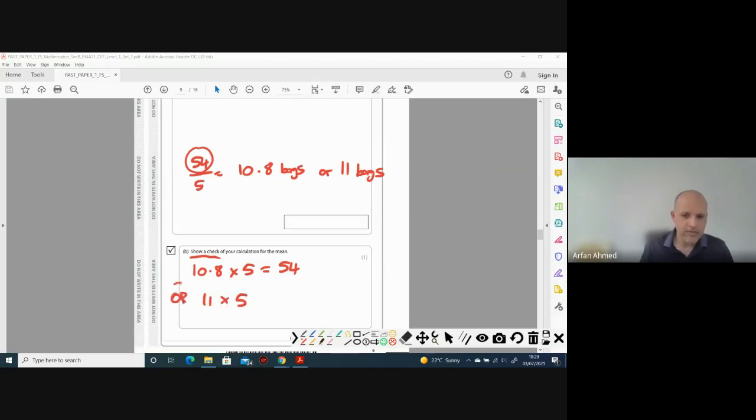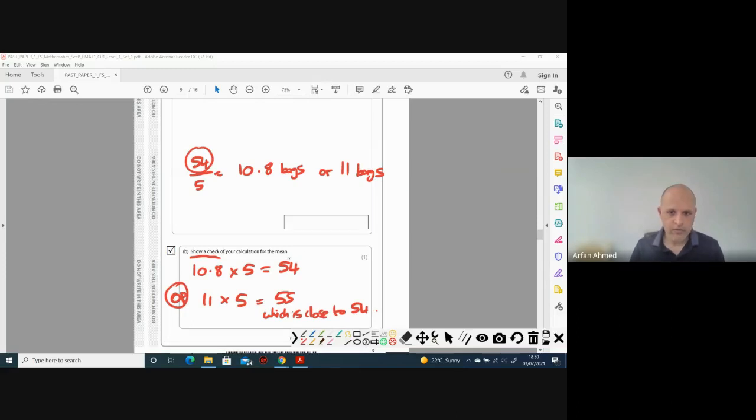So this is a second method. 11 times by 5, which is 55, which is pretty close to 54. That's what they're looking for. As long as you get close to what we originally said, which was 54, that's absolutely fine.